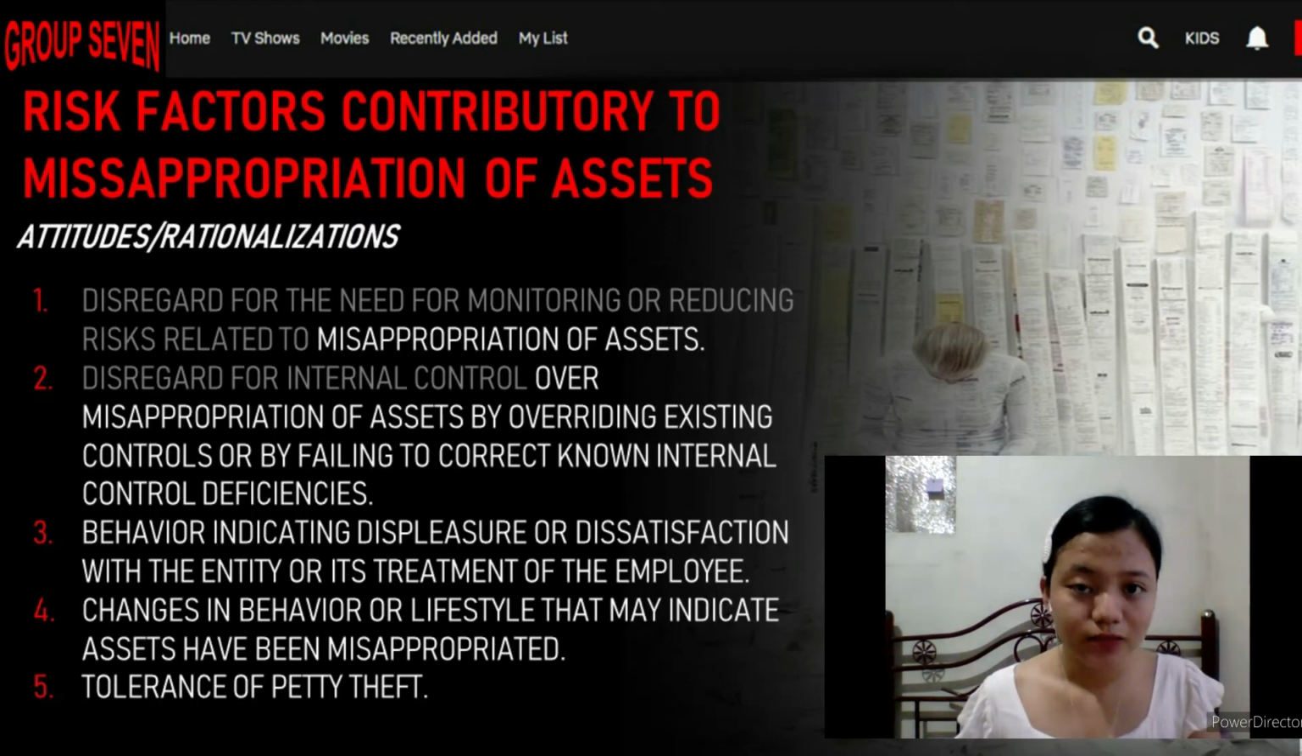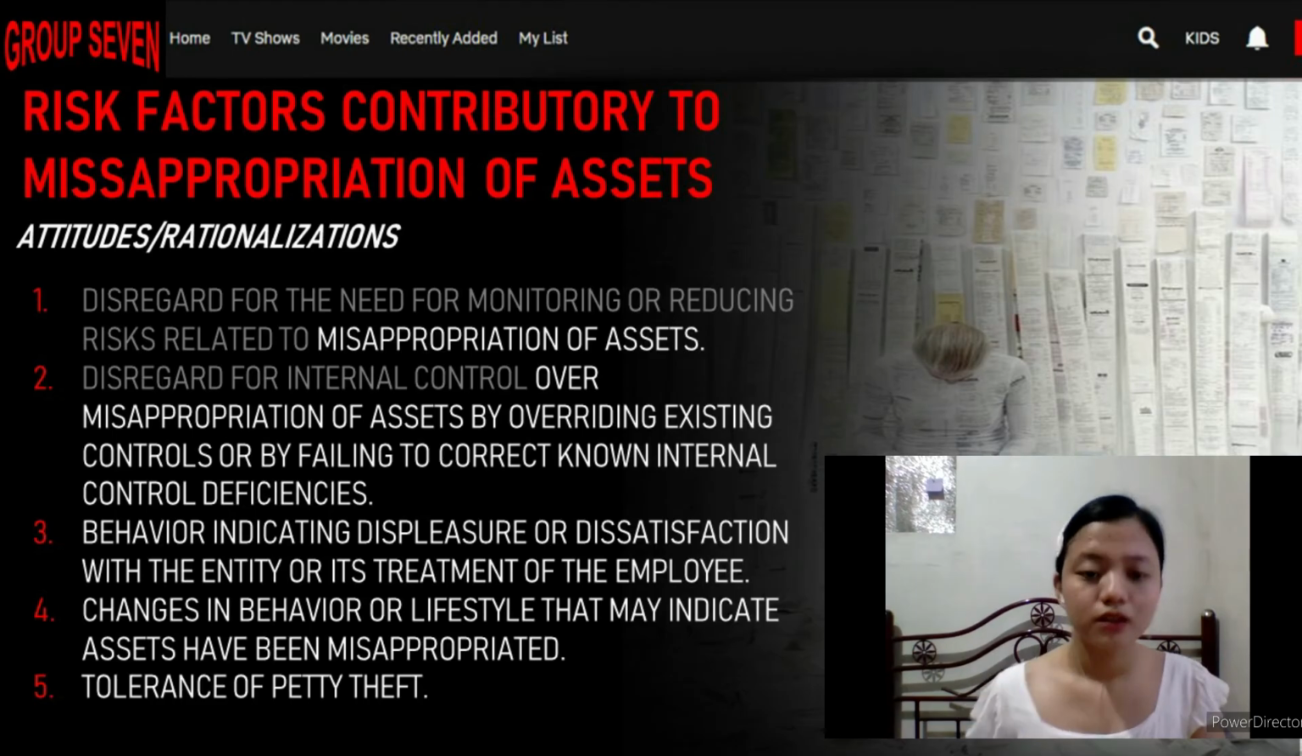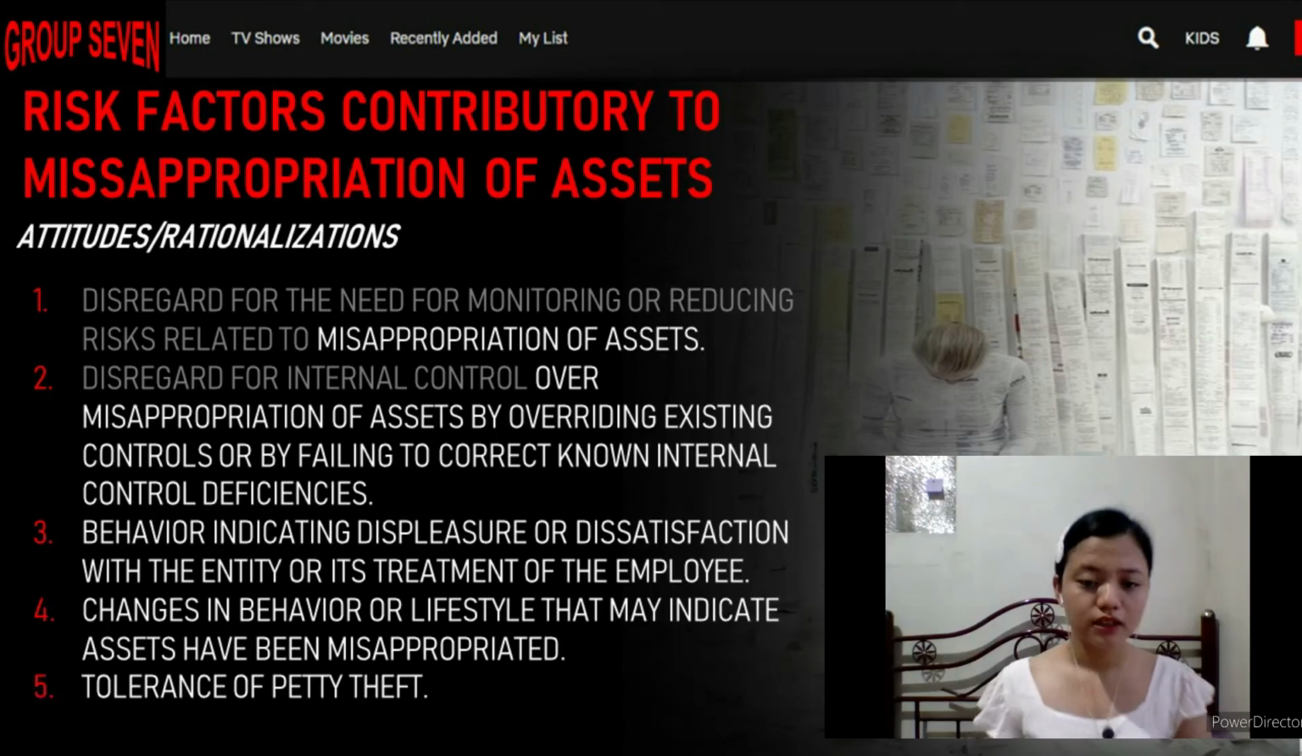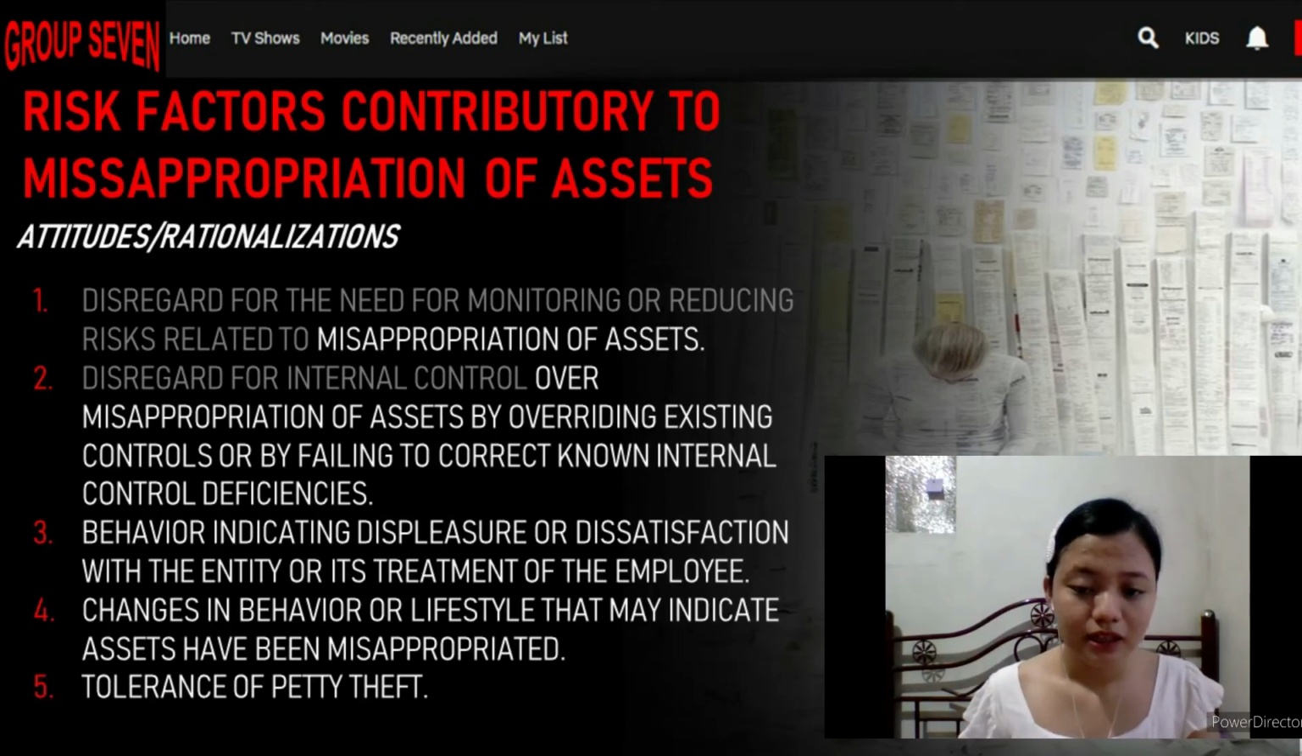The last risk is the attitudes and rationalizations. Disregard for the need for monitoring or reducing risk related to misappropriation of assets. Disregard for internal control over misappropriation of assets by overriding existing controls or by failing to correct known internal control deficiencies. Behavior indicating displeasure or dissatisfaction with the entity or its treatment of the employee. Changes in behavior or lifestyle that may indicate assets have been misappropriated. And lastly, the tolerance of petty theft.